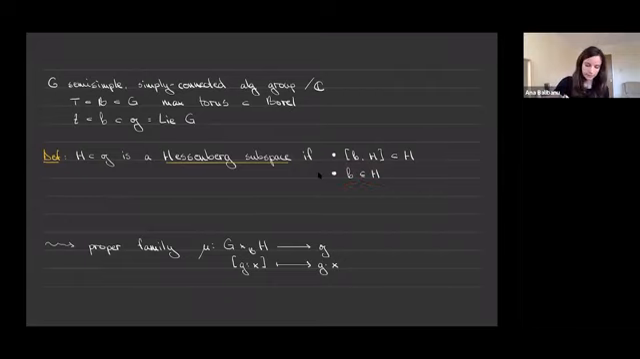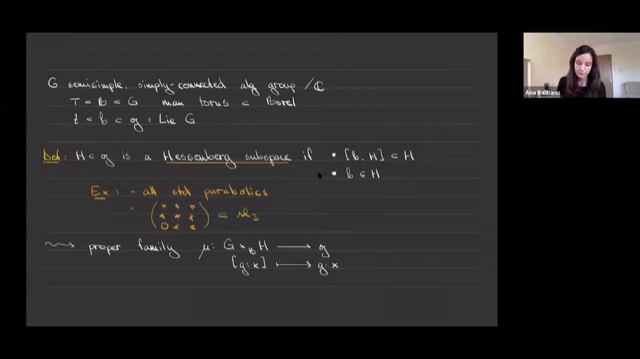So examples: obviously all standard parabolics. But there's no requirement for this H to be a subalgebra. So I can also have things that look like, in SL3, the Borel and then the negative simple root spaces. This is also an example that will recur.